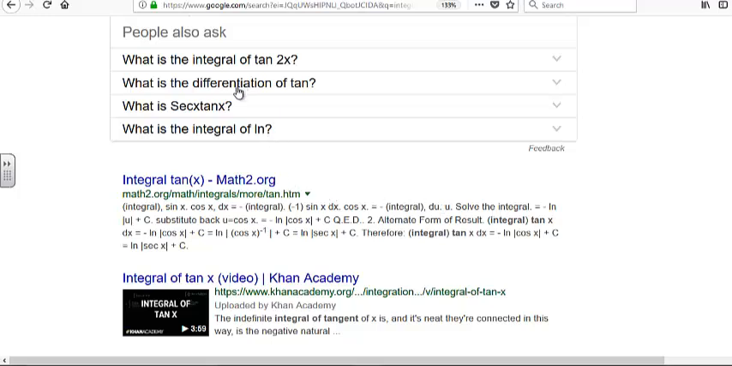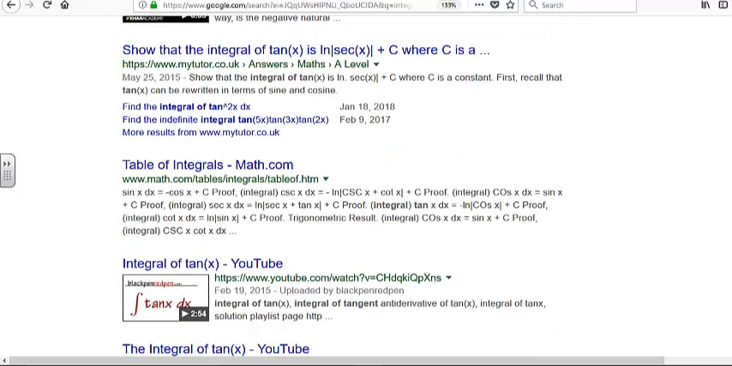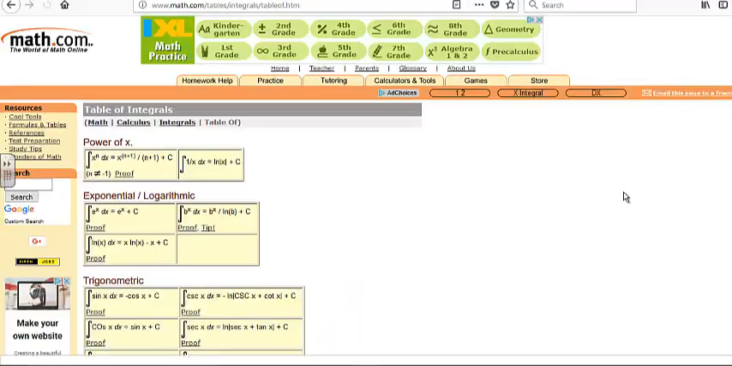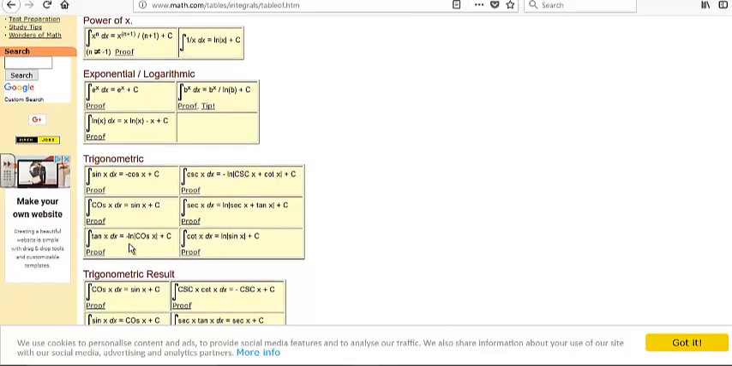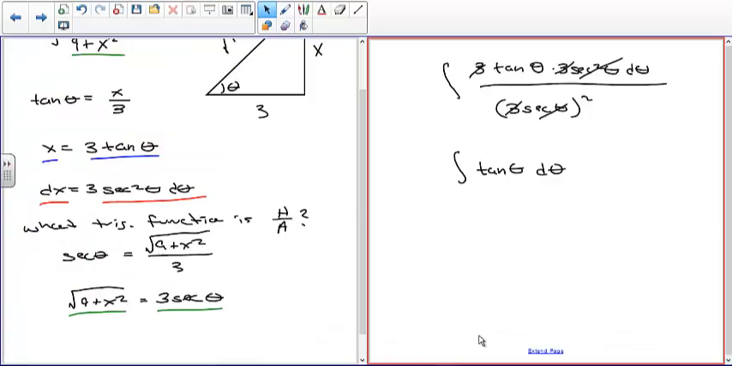What is the integral of the tangent? I don't want to do it. Table of integrals. There we go. That's what I'm looking for. So the integral of the tangent is negative the natural log of the cosine of x. So actually, that was right. So going to our tables, this is going to be equal to negative the natural log of the absolute value of the cosine of theta.